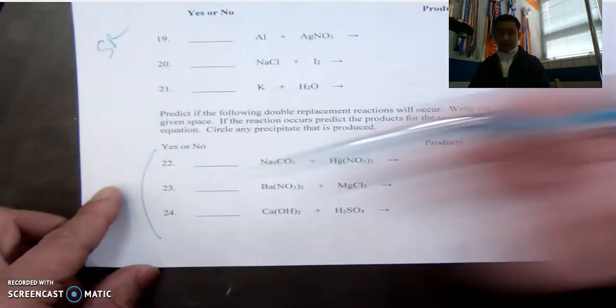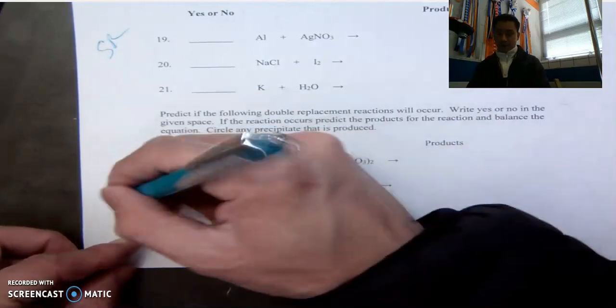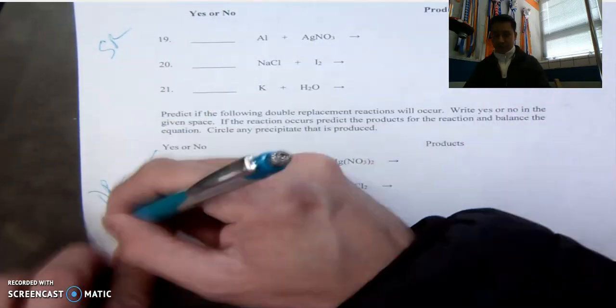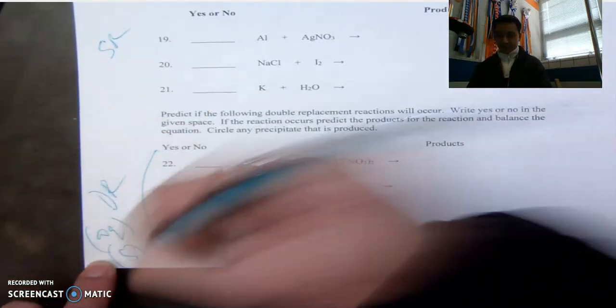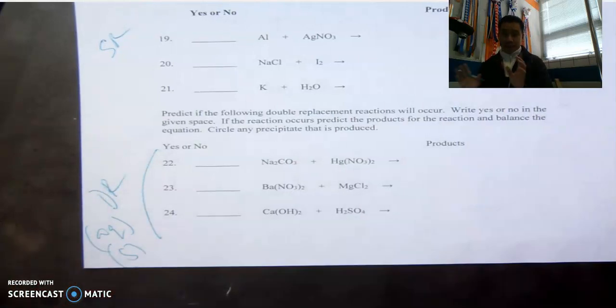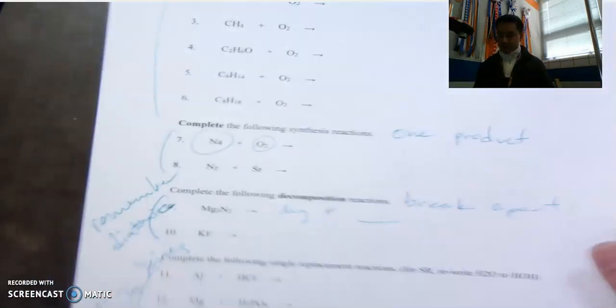22 to 24 are double replacement. This is where you get the aqueous or solid. Swap. Write the correct formulas, aqueous or solid. Okay, that's basically it. Your test will cover all these things that are on your review, so make sure you get your review done well and be ready.